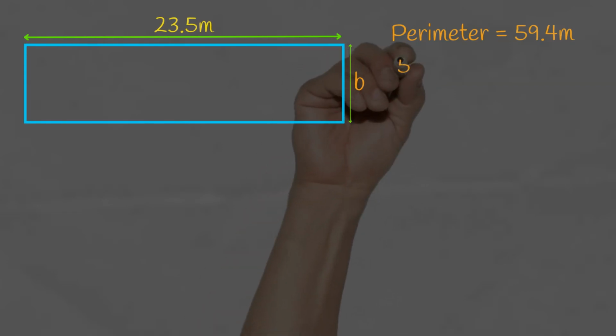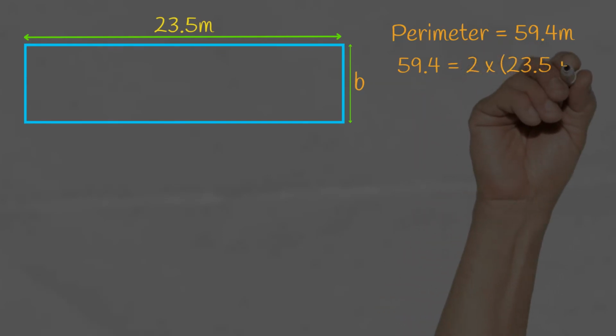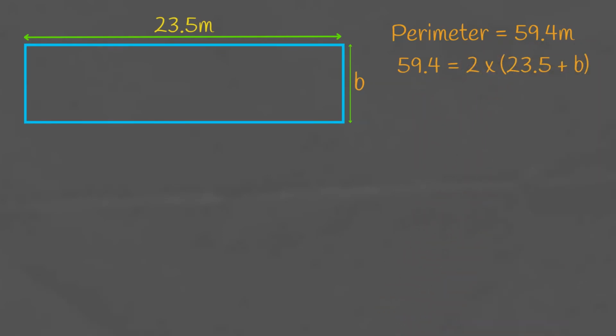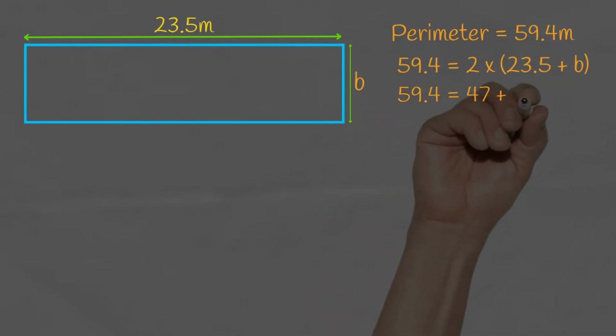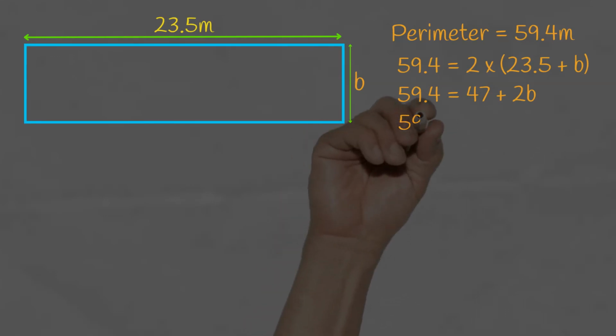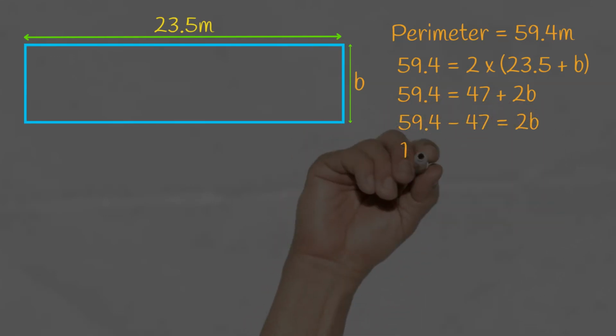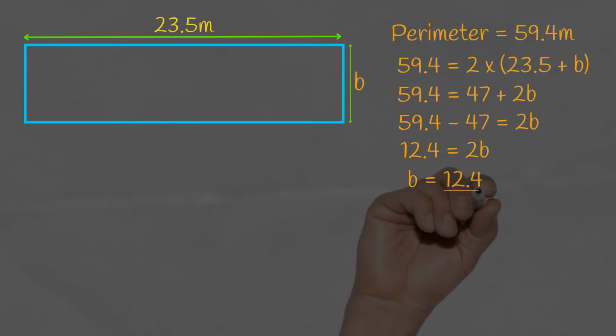Well, the perimeter, 59.4, is equal to 2 times the length, which is 23.5, plus the width, which we've labelled B. So then we times the bracket out. So we have 59.4 is equal to 47, which is 2 times 23.5, plus 2B. And if we subtract 47 from both sides, we get 12.4 is equal to 2B. So B is equal to 12.4 divided by 2. So B is 6.2 meters.